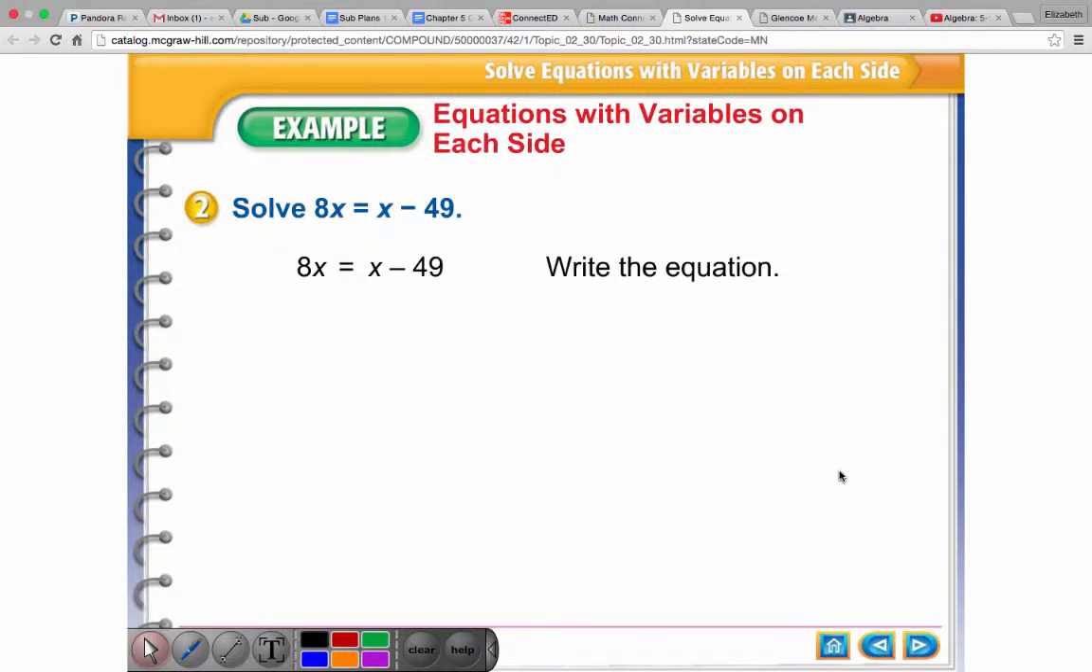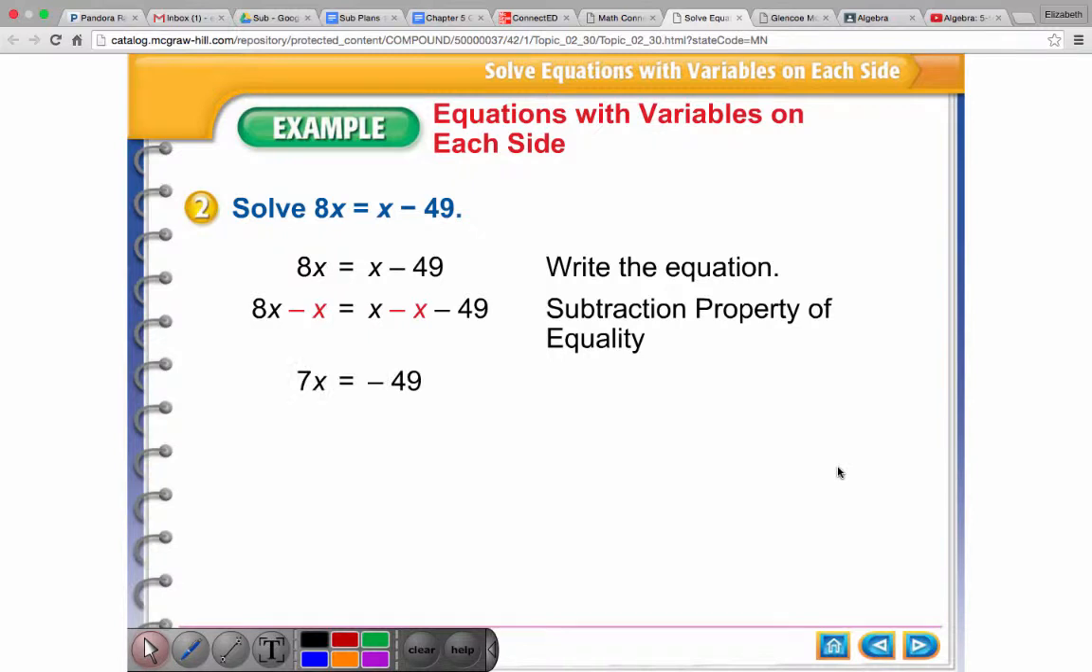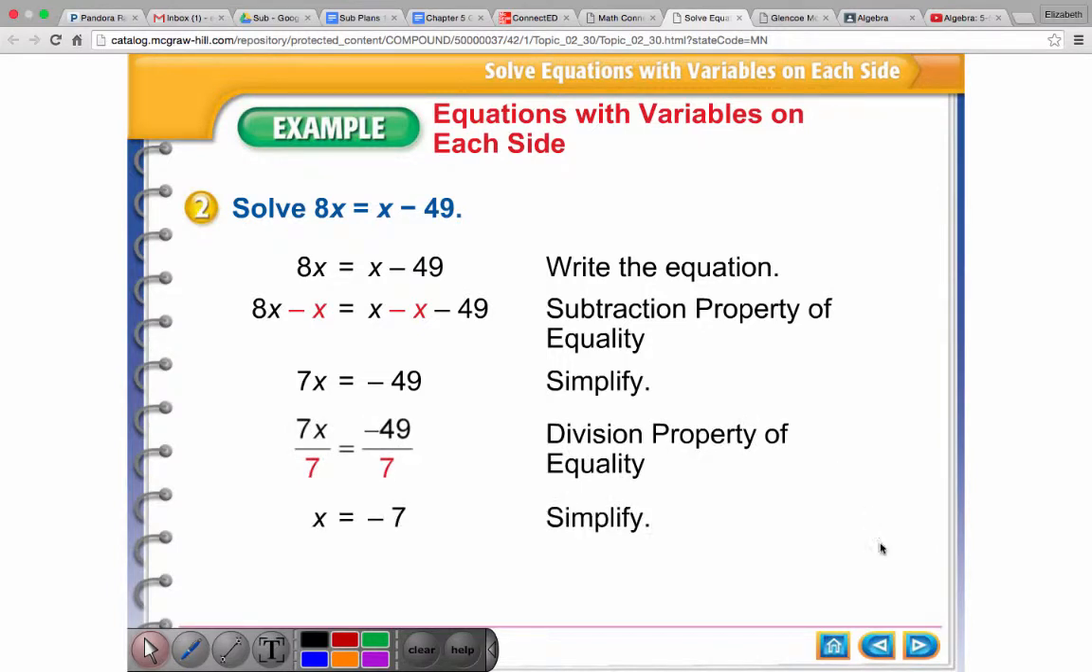Alright, so if we look at this equation, we have solve 8x equals x minus 49. If I start by moving x over to the other side, I'm going to subtract x from both sides. I'm left with 7x equals negative 49. So that means we have 7x, which is the same as 7 times x, equals negative 49. So to undo our multiplication, we are going to divide. So we have a negative 49 divided by a positive 7. A negative divided by a positive is a negative, and 49 divided by 7 is 7. So we end up with x equals negative 7.